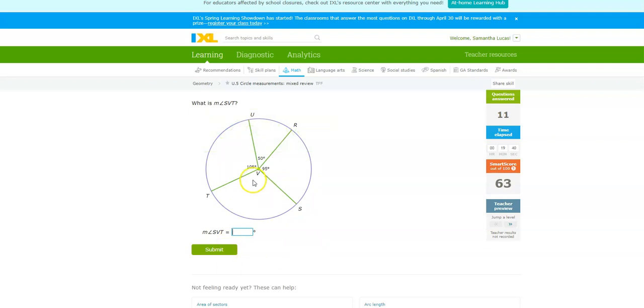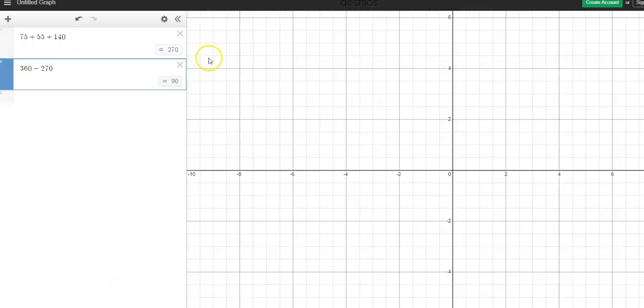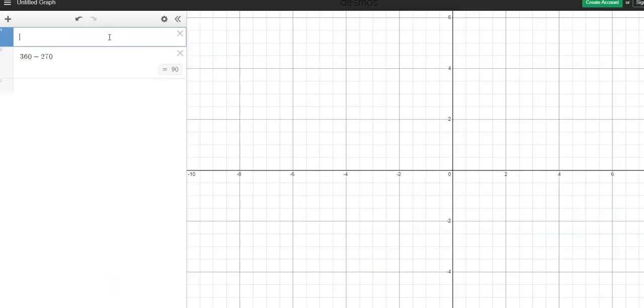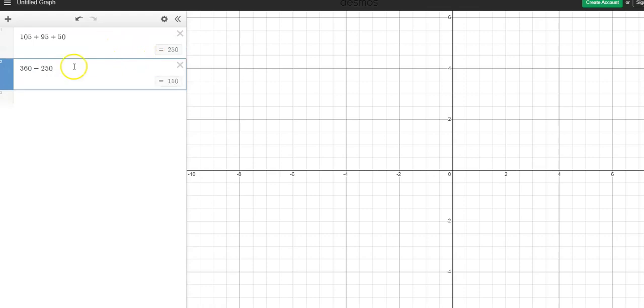All right, looking at this next problem, we're trying to find the missing angle SVT. We know that a full circle is 360 degrees, so I'm going to do the same thing that I just did with my arcs. I'm going to add up these three other angles and subtract them from 360. So I'm going to add up 105 plus 95 plus 50, and I'm going to get 250. So I subtract 250 from 360, and that will give me my answer of 110.